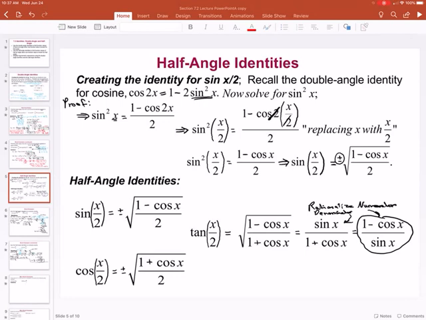And tangent, you divide sine and cosine, so you end up getting the square root of (1 minus cosine x) over (1 plus cosine x). Then if you rationalize the denominator, you get sine x over 1 plus cosine x. If you rationalize the numerator, you get 1 minus cosine x over sine x. So just a quick summary of those.